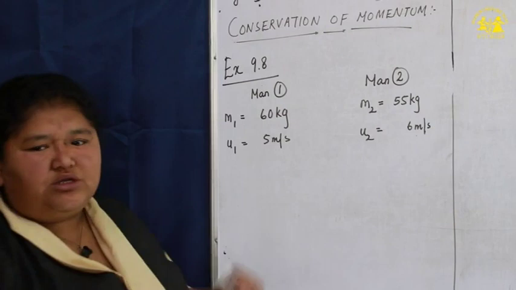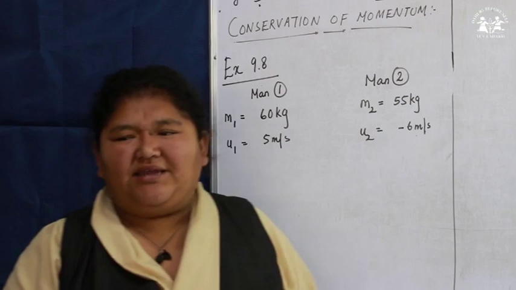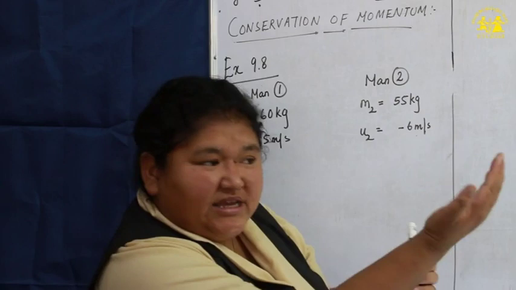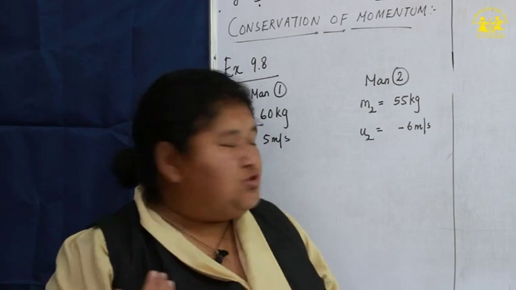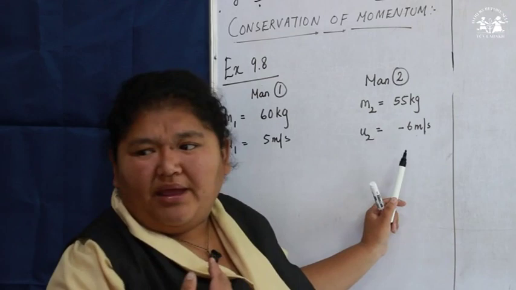The 6 meter per second is given with a minus sign, because the two are moving in opposite directions. So that is the reason why, to indicate that it is moving in the opposite direction, we have a minus sign here, right?